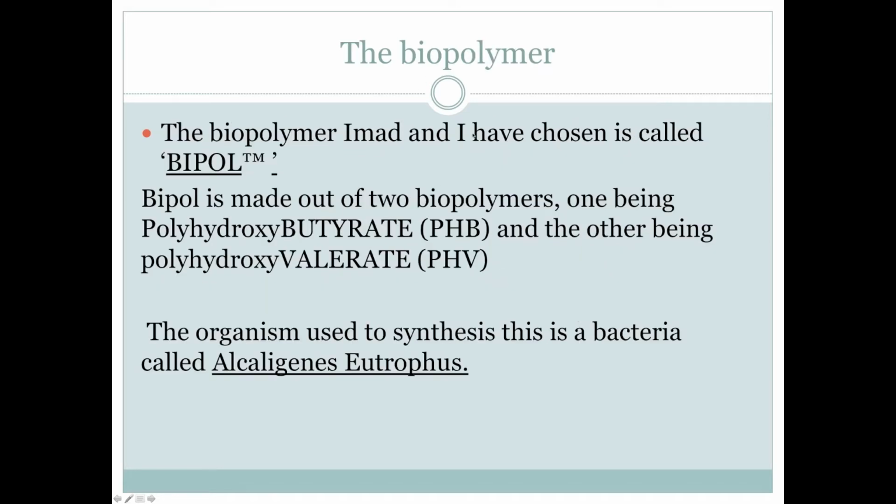Now, the biopolymer Imad and I have chosen is called BIOPOLT. BIOPOLT is made out of two things. It's made out of polyhydroxybutyrate, known as PHB, and polyhydroxyvalerate, which is PHV. The enzyme that will make this reaction occur and form a product is called alkylogenes eutrophus.